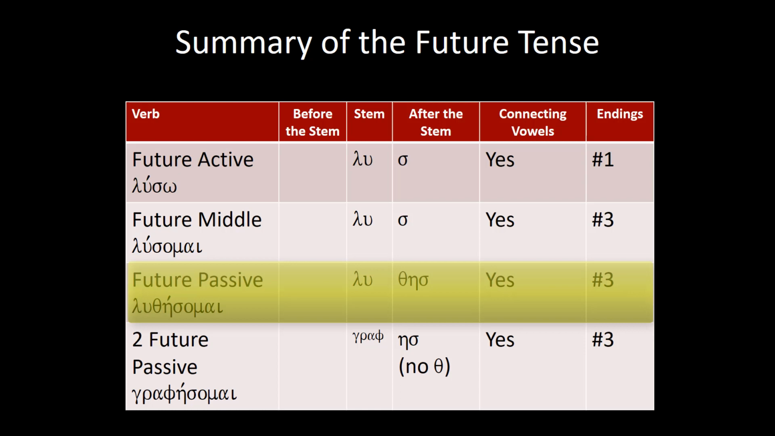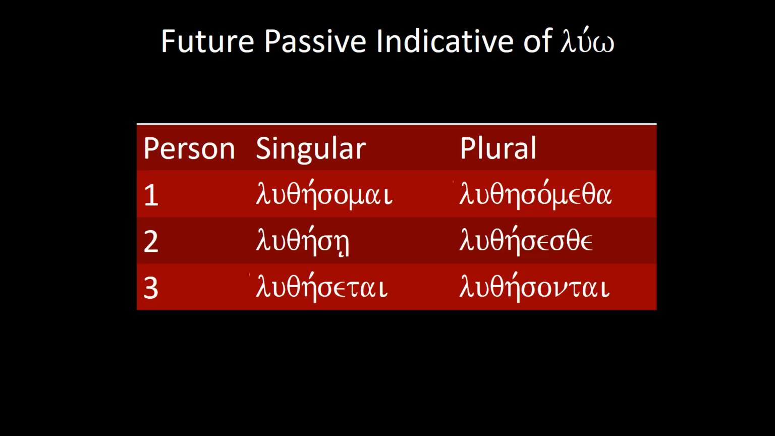Luthesomai. So we've got the verb stem, we've got theta eta plus sigma, we still have connecting vowels, and we still have number three endings. Luthesomai, luthese, luthesetai, luthesometha, luthesesthe, luthesontai. So you see that theta eta, it's either aorist passive or future passive. Then we see the sigma right after the theta eta, and you say, okay, this is future passive. Theta eta plus sigma, future passive.